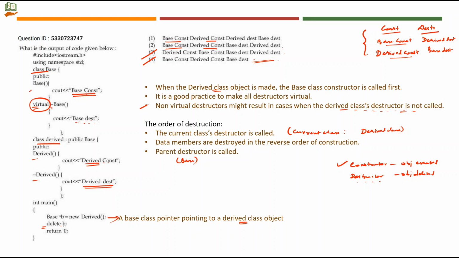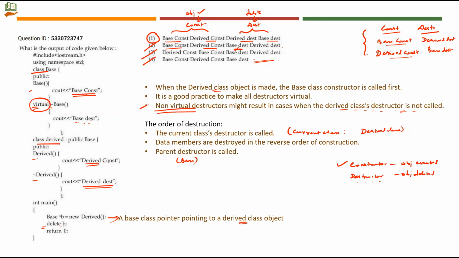So here it is derived destructor and base destructor, but here they have called base destructor first, which is wrong. So option 2 is also ruled out. Option 1 will be the right answer with the correct order. So these two are for constructors and these two are for destructors. So when an object is created, we call the constructor, and when it is deleted, the destructor part is called.